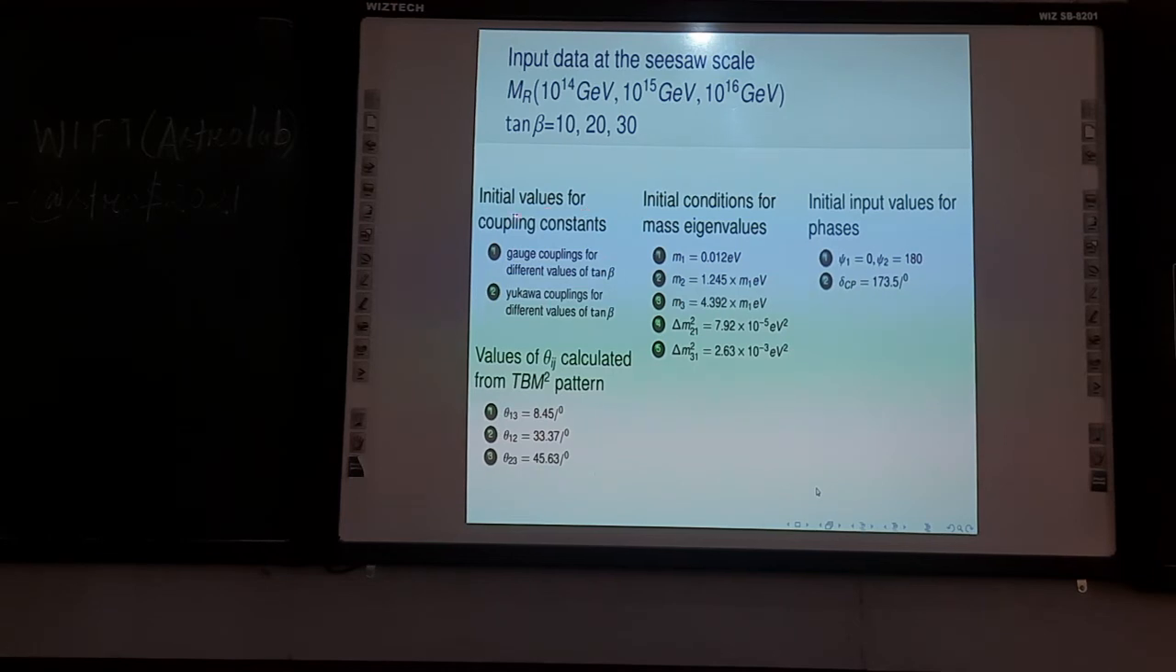And here these are the coupling constants. I use the input values. I didn't mention them here, but I have already calculated these values at a high energy scale. So this is the input data for the coupling constants, and this is for the mass eigenvalues, which satisfy the cosmological data, and this one is the three phases, and this is the mixing angle. So this is the input data of this work.